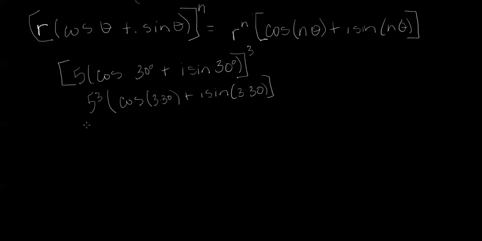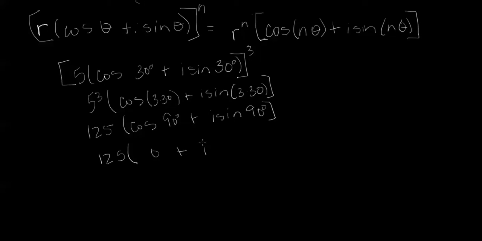Well, 5 cubed is 125. Cosine of 3 times 30, which is 90. Cosine of 90 degrees is 0, and sine of 90 degrees is 1. And if I multiply that out, I get 125 times 0 is 0, and 125 times i times 1 is 125i. So I have now raised that trig form of the complex number to another power and put it back in standard form.